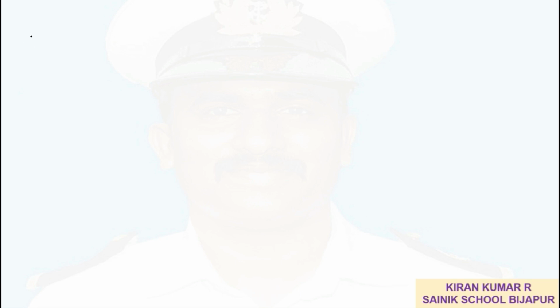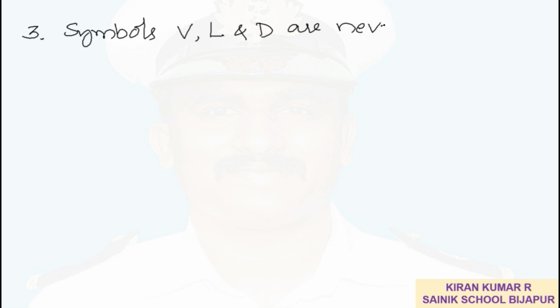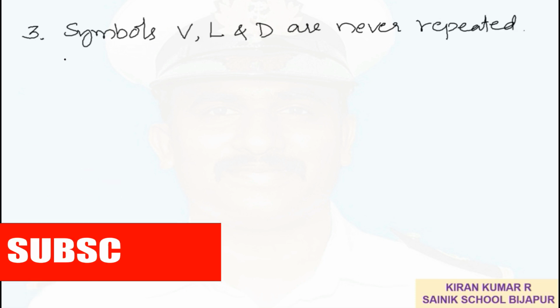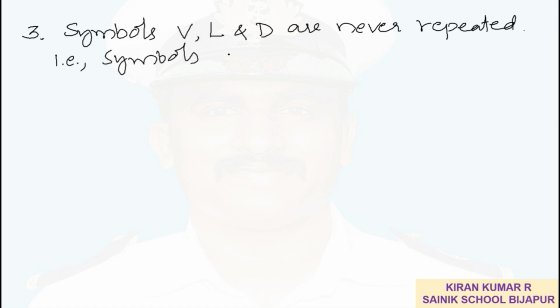Rule 1, rule of repetition, third point. Symbols V, L and D are never repeated. That is, symbols for V which is 5, L which is 50 and D which is 500 cannot be repeated.